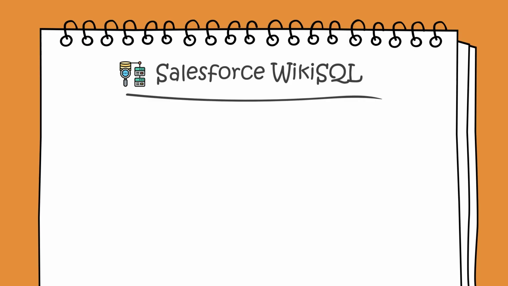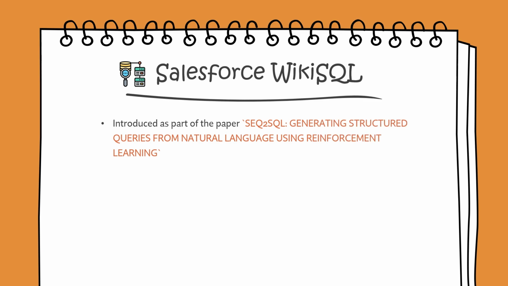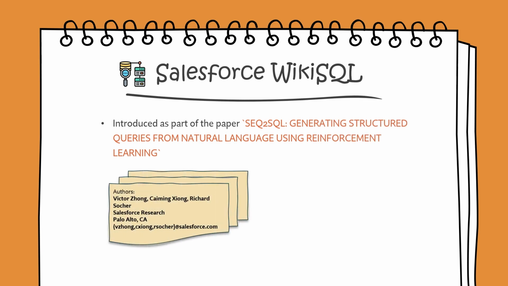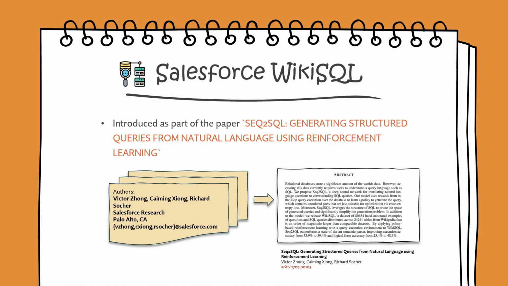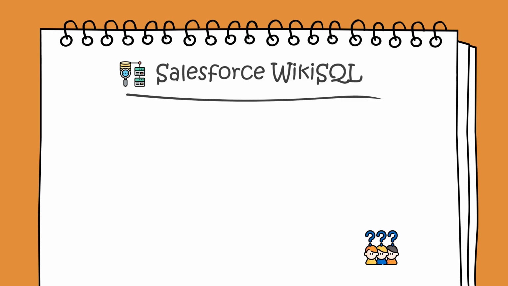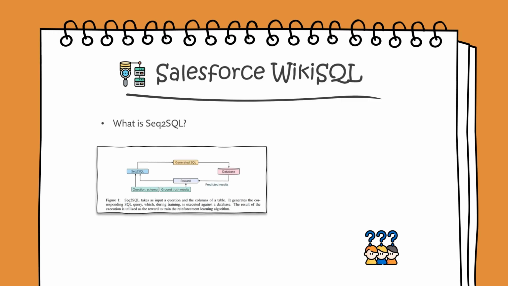To take a deeper look into the topic, let us take a look at the dataset Salesforce WikiSQL. This dataset was introduced as part of the Seq2SQL paper, which focused on generating structured queries from natural language using a reinforcement learning algorithm. So, what did the authors do? The authors had question and schema pairs and fed them to a model and asked it to generate a corresponding SQL query. The query was then run on a database and the results were fetched. If the fetched results matched the ground truth results, a reward was provided as part of its learning algorithm.